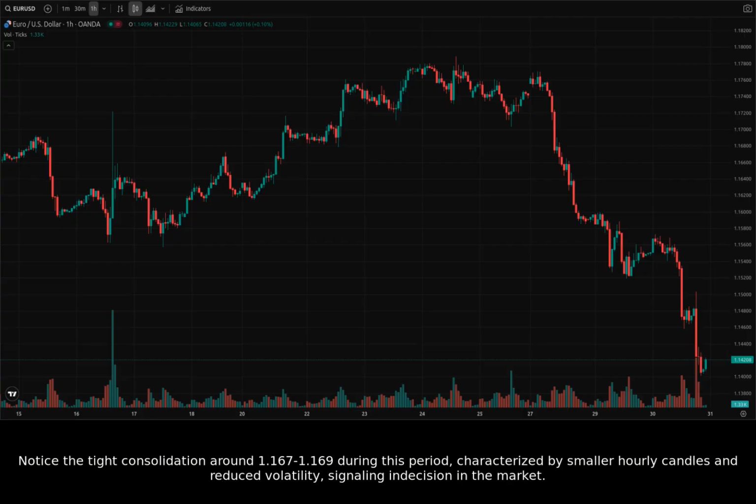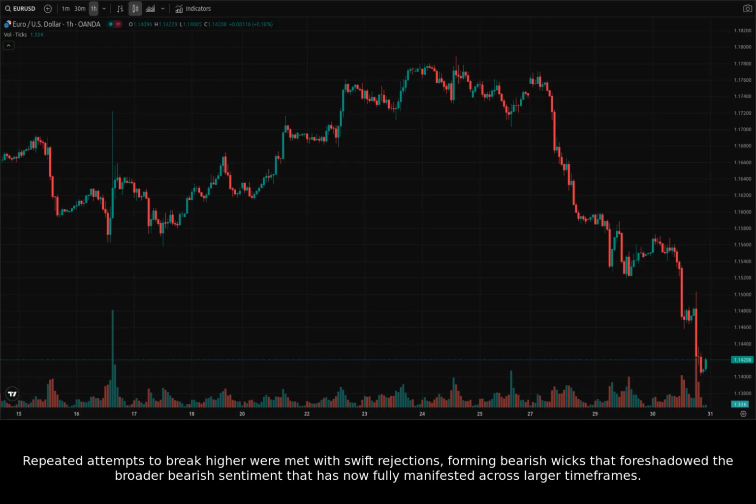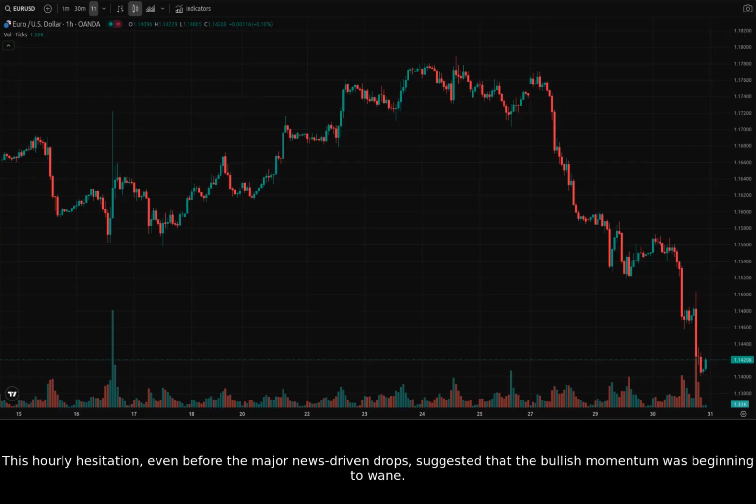Notice the tight consolidation around 1.167 to 1.169 during this period, characterized by smaller hourly candles and reduced volatility, signaling indecision in the market. Repeated attempts to break higher were met with swift rejections, forming bearish wicks that foreshadowed the broader bearish sentiment that has now fully manifested across larger timeframes. This hourly hesitation, even before the major news-driven drops, suggested that the bullish momentum was beginning to wane.